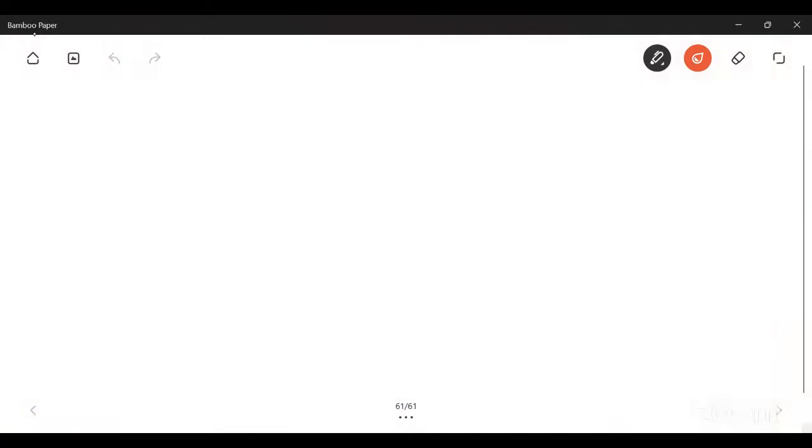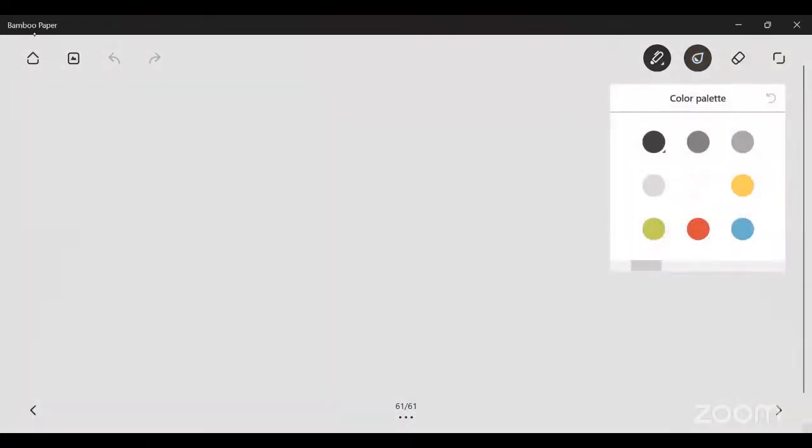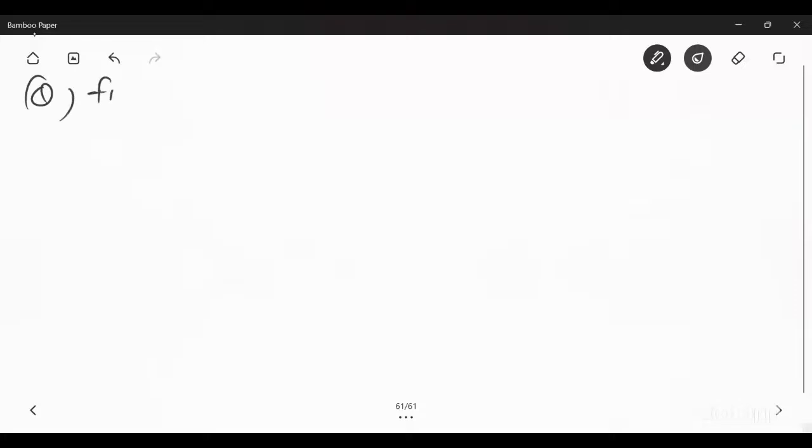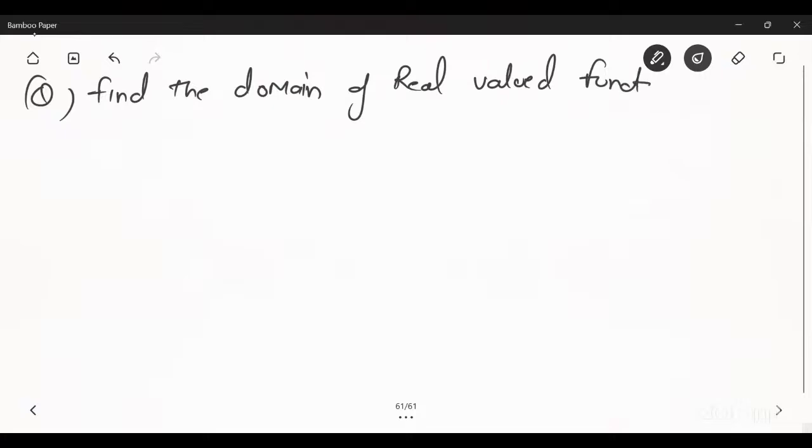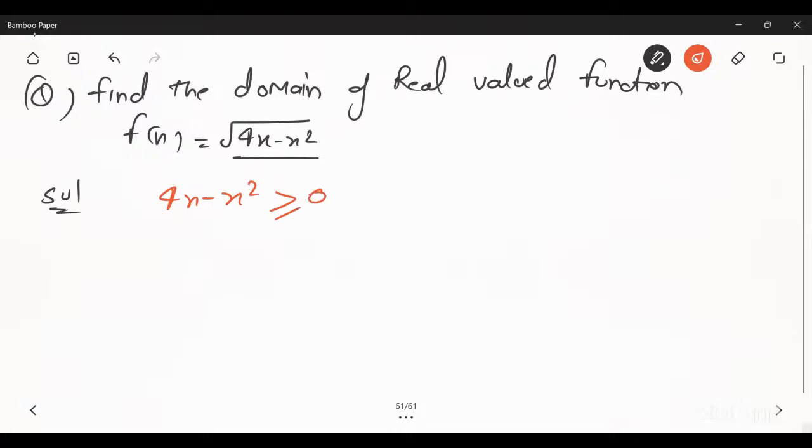Okay. Now the next question is, find the domain of the real valued function f(x) is equal to under root 4x minus x square. So if the function is real valued, that means the value cannot be imaginary. So that value will always be greater than or equal to 0. So 4x minus x square is always greater than or equal to 0.